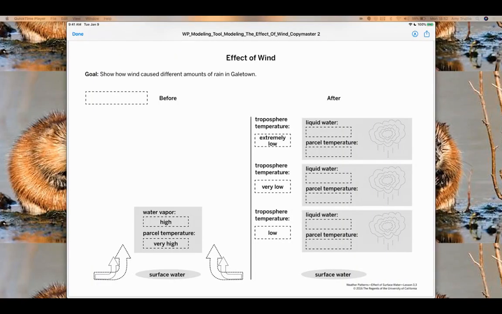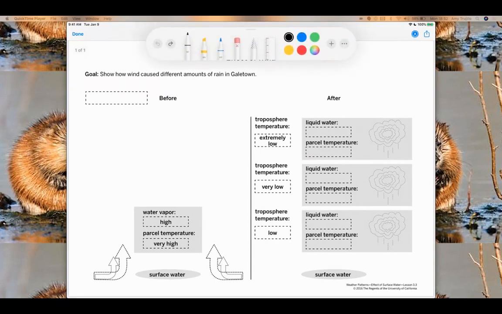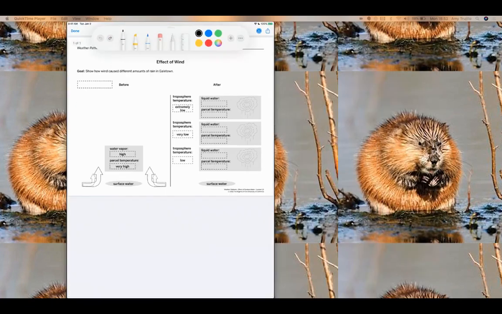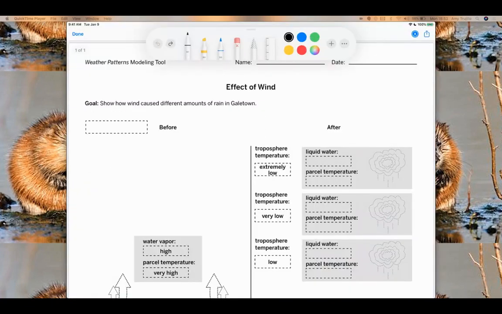All right, guys. So on the screen, we've got our modeling tool here. The first thing that we are actually going to do is model Storm 3. So what I want to do is add Storm 3, because that's the first thing I want to do. And the next thing that I'm going to do is show the amount of wind in the before panel.